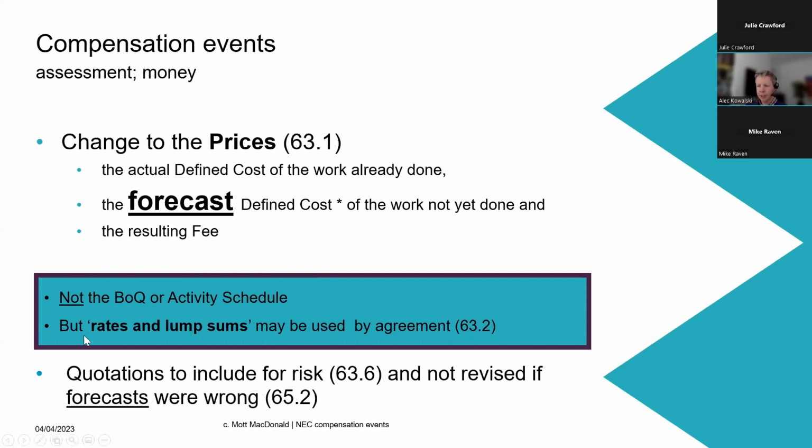It may make sense to use rates and lump sums, in which case this can be done by agreement. Okay, so you may use things from the activity schedule or the bill of quantities or some other rates and lump sums, but that has to be done in agreement between the project manager and the contractor. You have to say that is a sensible way to price things. Let's do that. Otherwise, the default is defined cost forecast for everything.